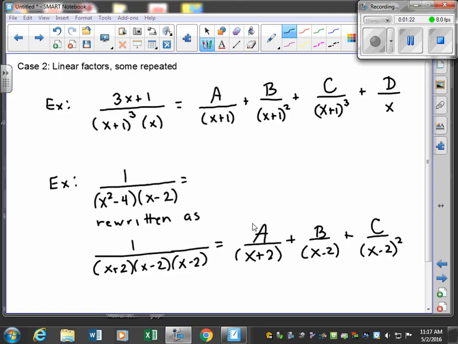So first of all, we have A over x plus 2, which is this one, and then we have the buildup here because we have x minus 2 to the first power, x minus 2 to the second power.